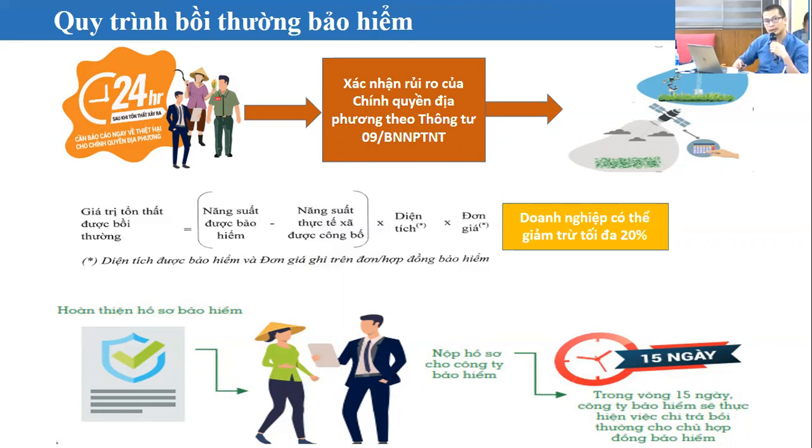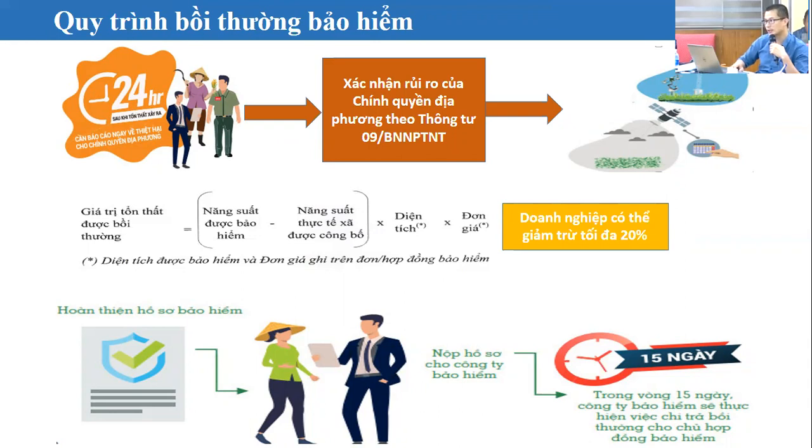Ở giữa đó là một công thức để tính toán tổn thất được bồi thường, cũng đơn giản, nhưng ở đây có một điểm tôi muốn nhấn mạnh, đó là giảm trừ của bảo hiểm nông nghiệp và của bảo hiểm lúa gạo tối đa có thể lên tới 20%. Bảo hiểm nông nghiệp có hai khái niệm rất quan trọng, đó là khấu trừ và giảm trừ.